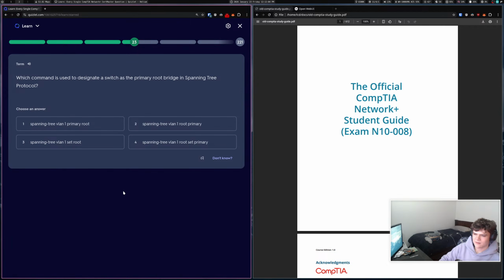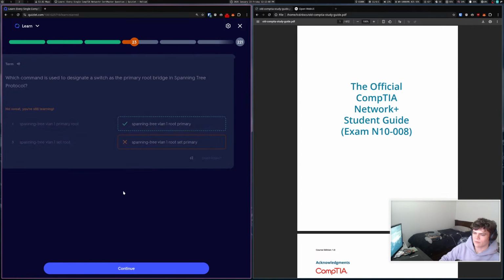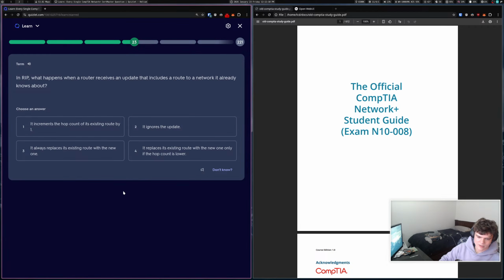Is it root set primary? Okay, it's spanning tree VLAN 1 root primary. And of course he failed me despite some other group's project being just as half-baked. That sucks.